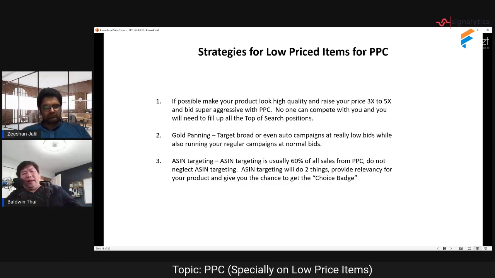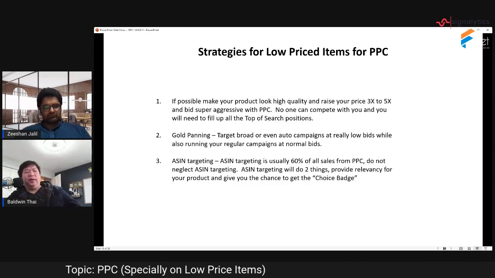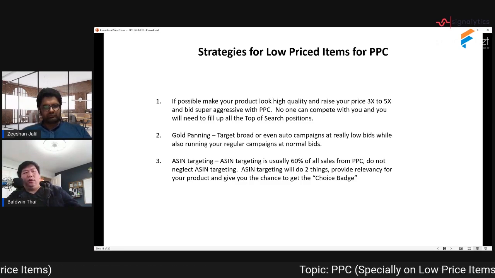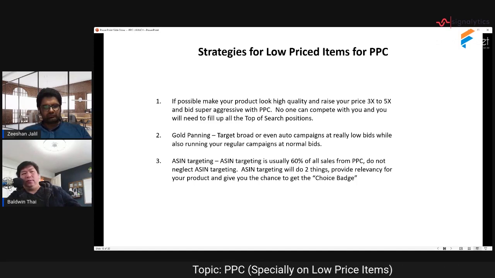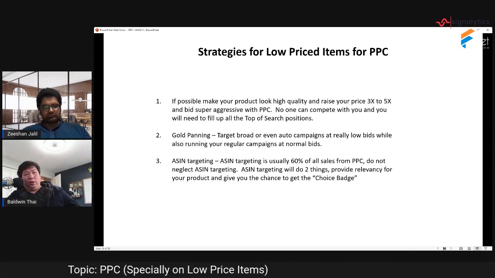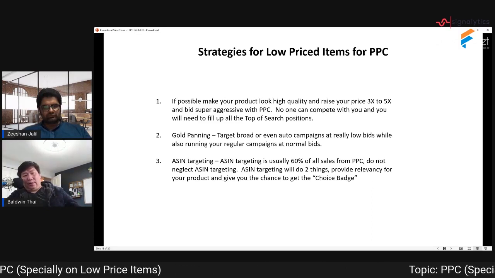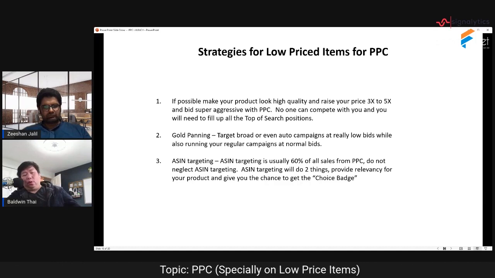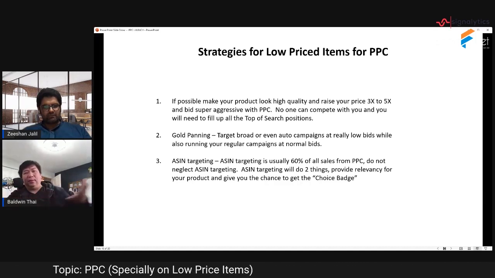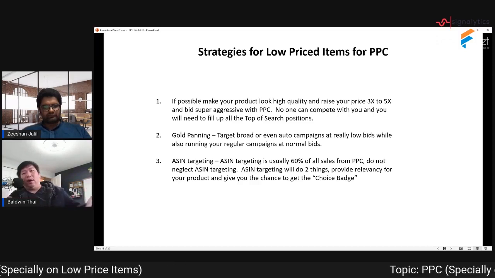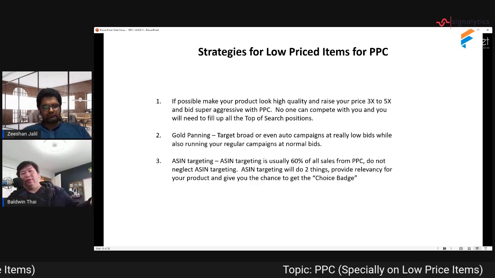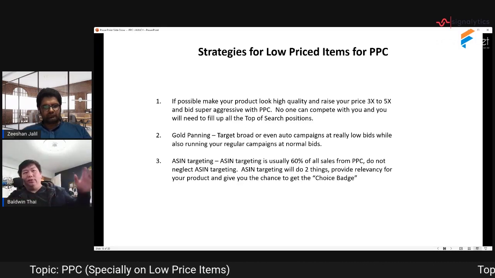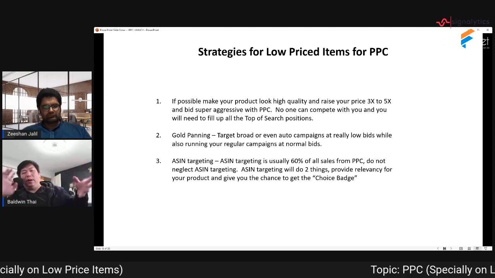The second is gold panning. So gold panning is basically when you are bidding really low on your already existing campaigns, like your auto campaigns and your broad or phrase or exact campaigns. Generally, I do broad and auto campaigns for gold panning to basically cast a wide net at the bottom of the leftovers, in case keywords fall through the cracks or people run out of budget or whatever it is.